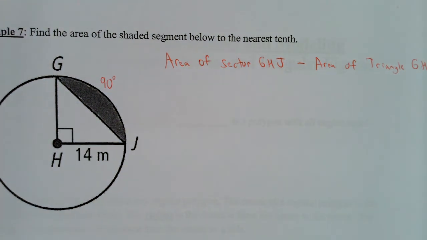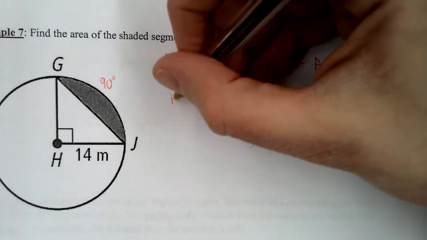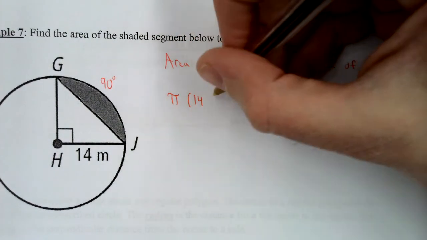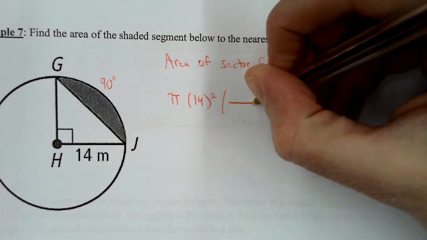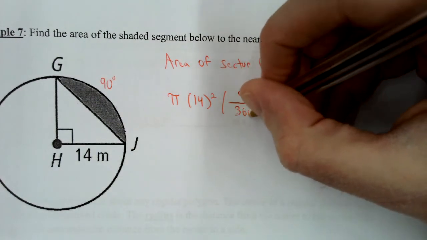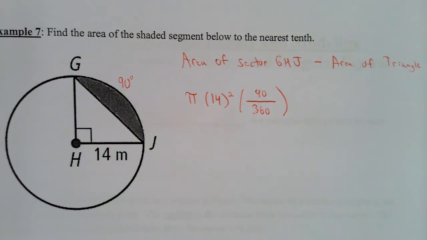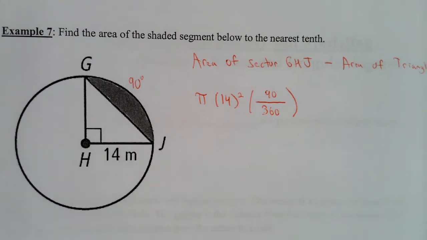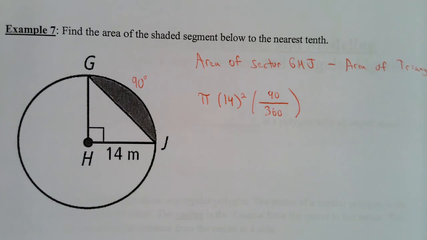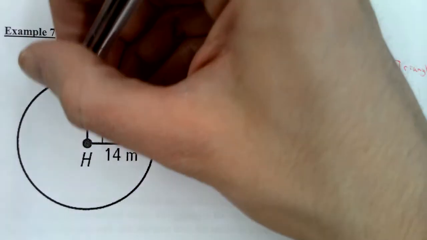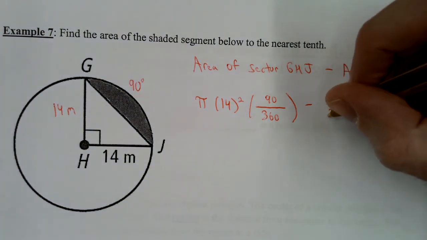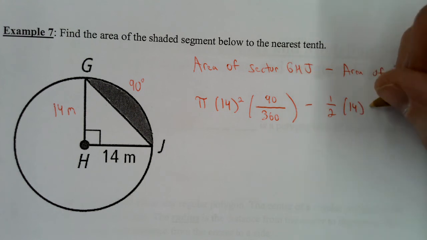Okay, so let's start by doing the area of the sector. Pi times the radius, 14, squared, times the measure of the arc, which is 90 over 360. Okay, that's like we just did in example 6. So that's the area of sector GHJ. But I'm also going to subtract out the area of triangle GHJ. Okay, all the radii are congruent. So if this is 14, this is also 14. So 1/2 times base times height.